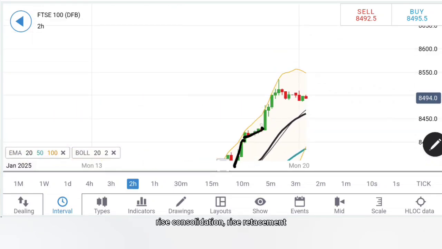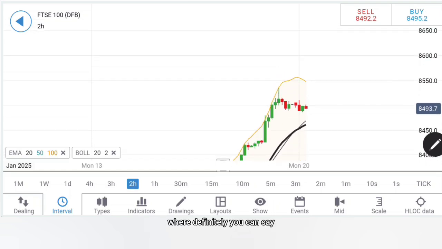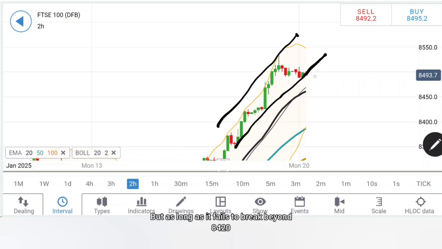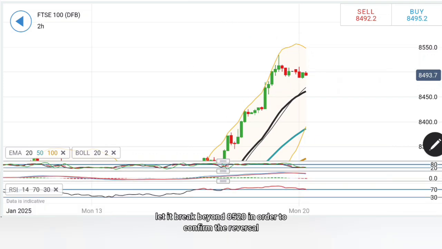See, rise, consolidation, rise, retracement, and a breakout above 8520 is where definitely you can say that the bulls are here, and just stay with the buys here. But as long as it fails to break beyond 8520, I will not be trading the UK 100 as bullish. Let it break beyond 8520 in order to confirm the reversal and the rally here.